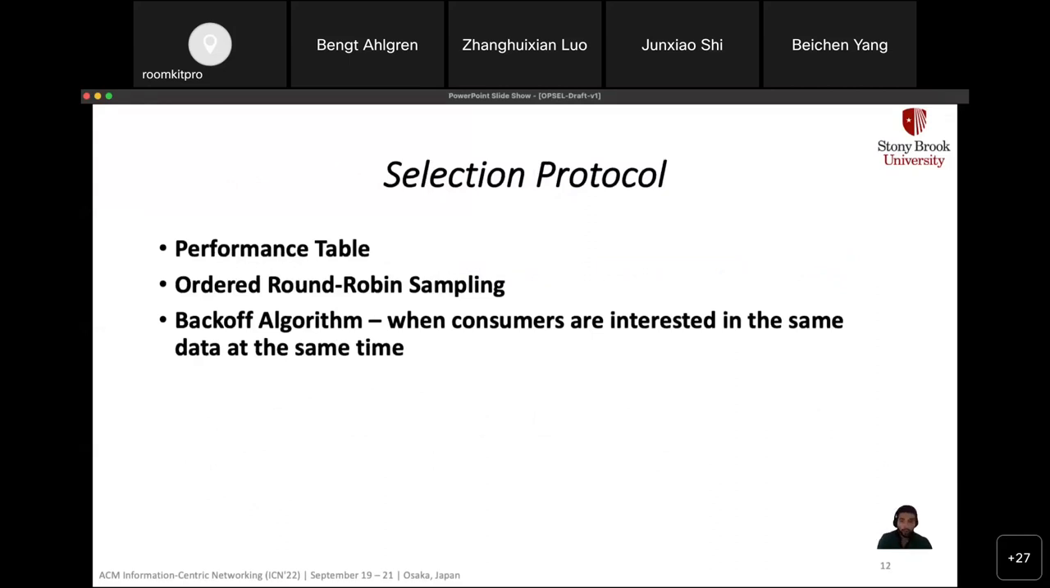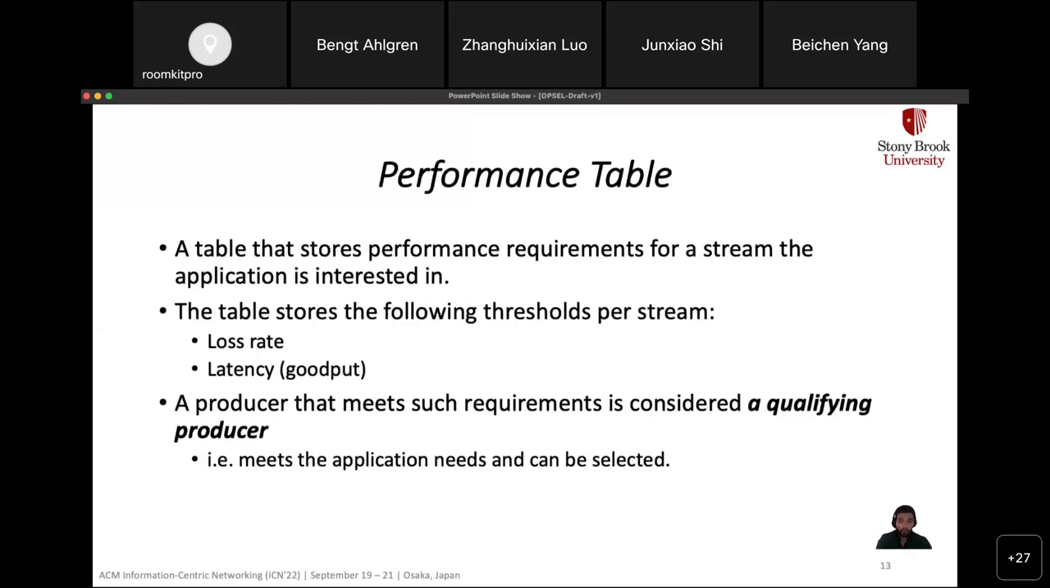So to go into the performance table, it is essentially just a table we use to store performance requirements for a stream that the application is interested in. The table stores threshold values per stream for loss rate and latency, which helps us measure the goodput. A producer that meets such requirements is considered a qualifying producer, meaning a producer that meets application needs and can be selected. There could be multiple qualifying producers in any environment. We'll talk about how we select the ideal one from there.